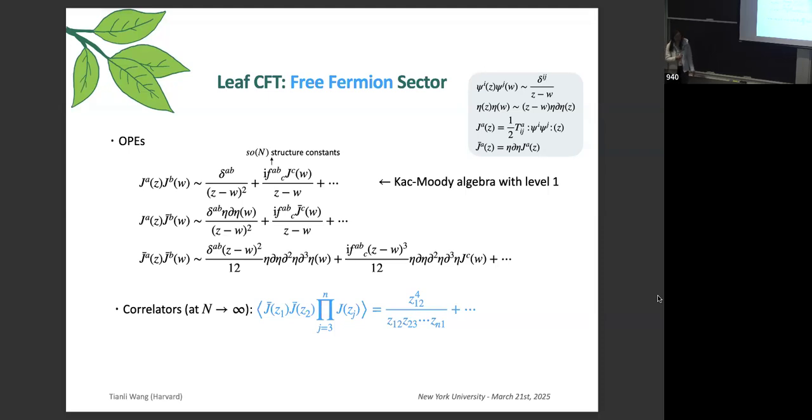All right, so this endpoint correlator with two J bars and a number of J's is exactly the spin part of leaf amplitudes. And here, note that I dropped all the color indices, only kept one color ordering, and also dropped all the higher order terms in 1/N. Any other questions about the free fermion sector before I go on to Liouville?